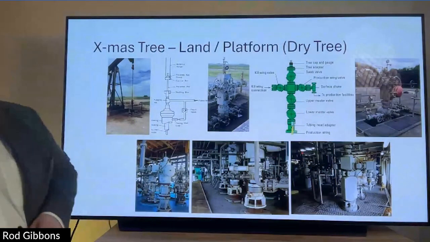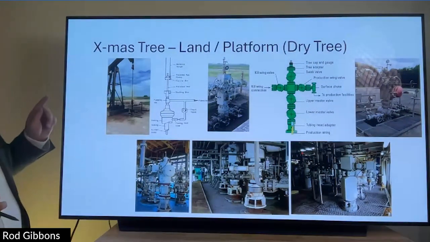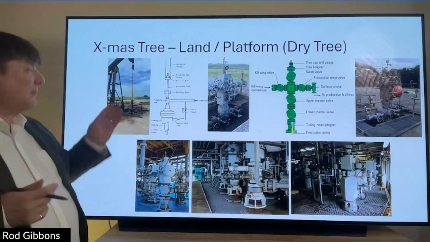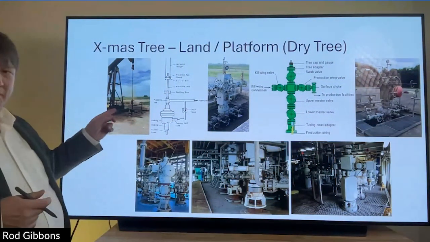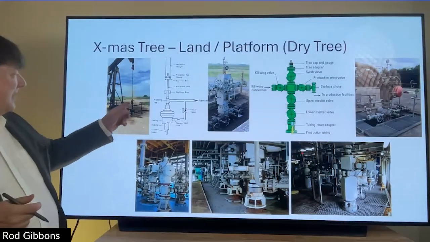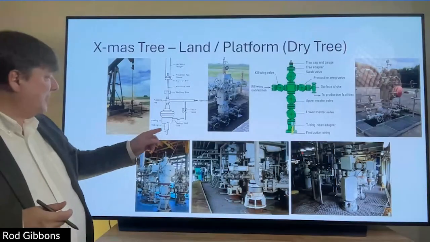I think this is the last topic I have, which is good because not much time left. Christmas trees. A lot of people know what this is. I mean, it's a pump jack, and here's the well, and here's a simple schematic.